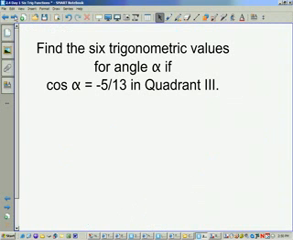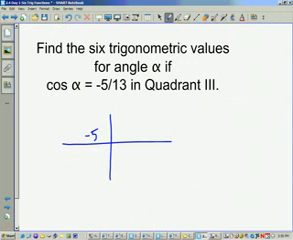Alright, now here's a couple problems you can go through. If I want to find the 6 trigonometric ratios, if cosine is negative 5/13, we'll go 5 to the left over the hypotenuse, which is 13. This third side is going to be 12.